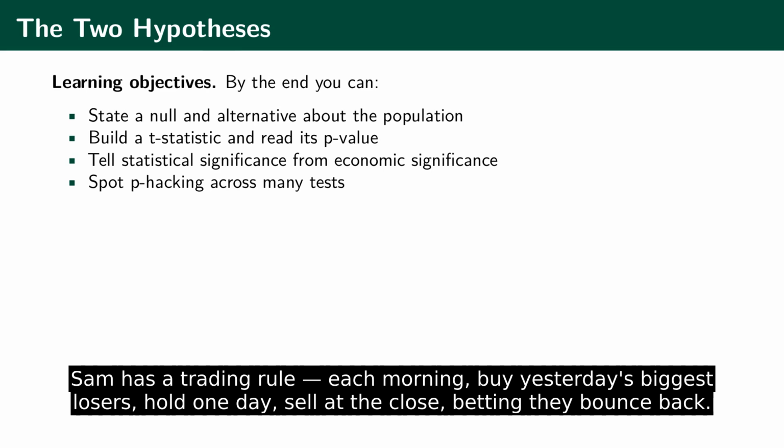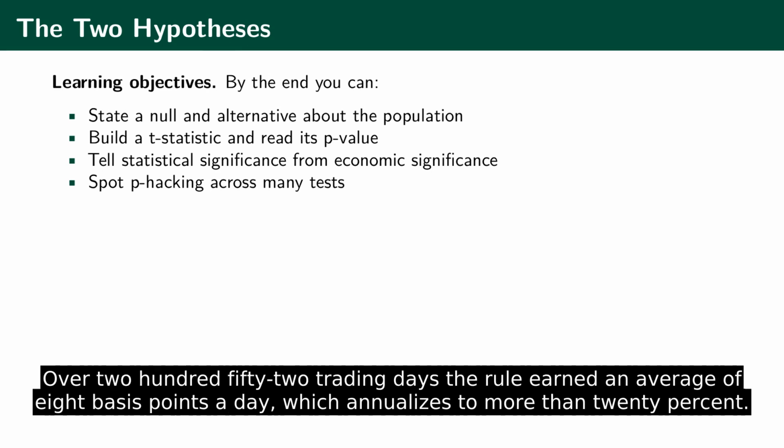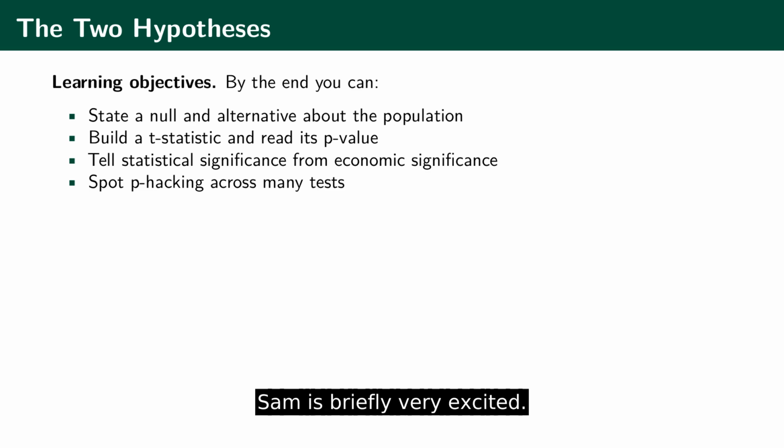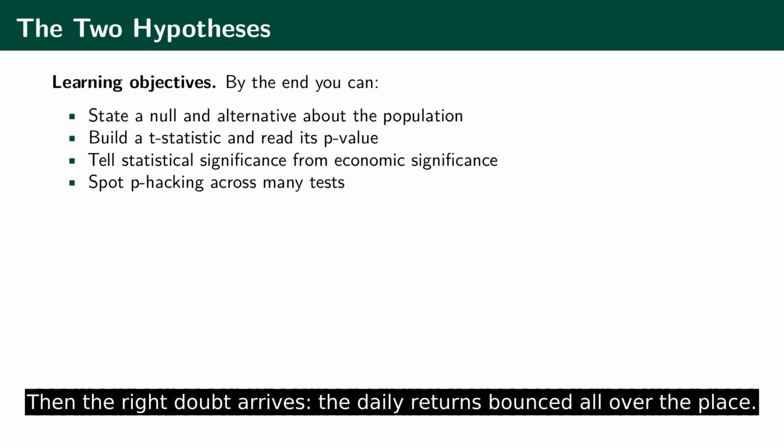Sam has a trading rule. Each morning, buy yesterday's biggest losers, hold one day, sell at the close, betting they bounce back. Over 252 trading days, the rule earned an average of 8 basis points a day, which annualizes to more than 20%. Sam is briefly very excited.